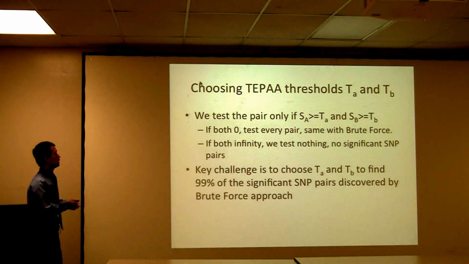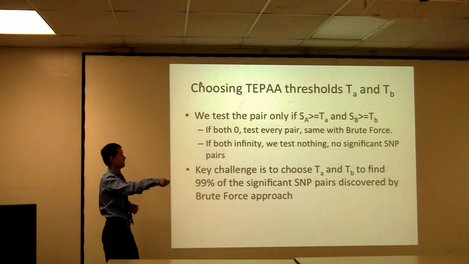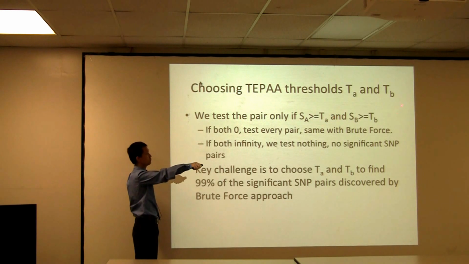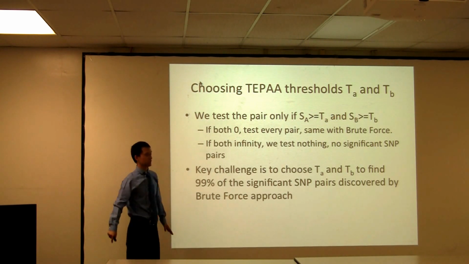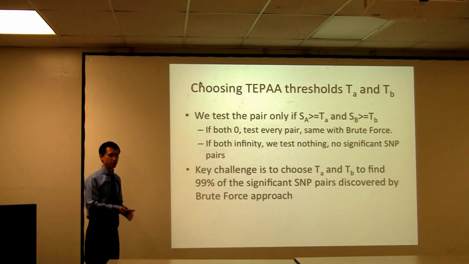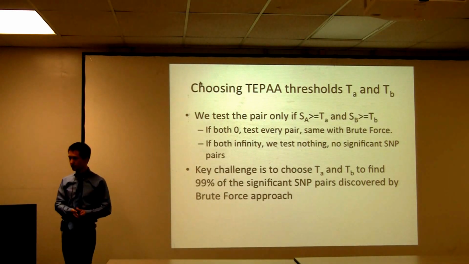We will test a SNP pair only if the statistic SA is greater than TA and SB is greater than TB. So imagine that if we set TA and TB both to be 0, then every SNP will pass the threshold. That means we will test every possible pair. So this is the same as the brute force approach.